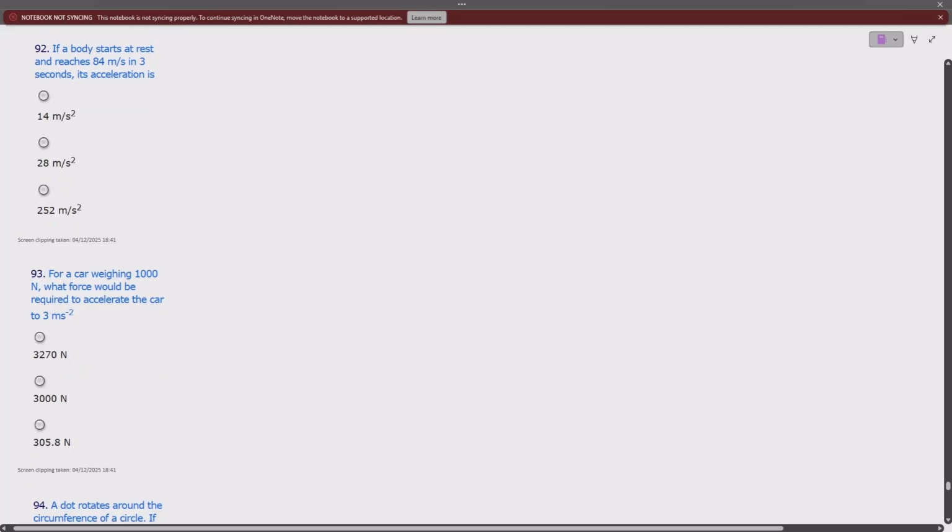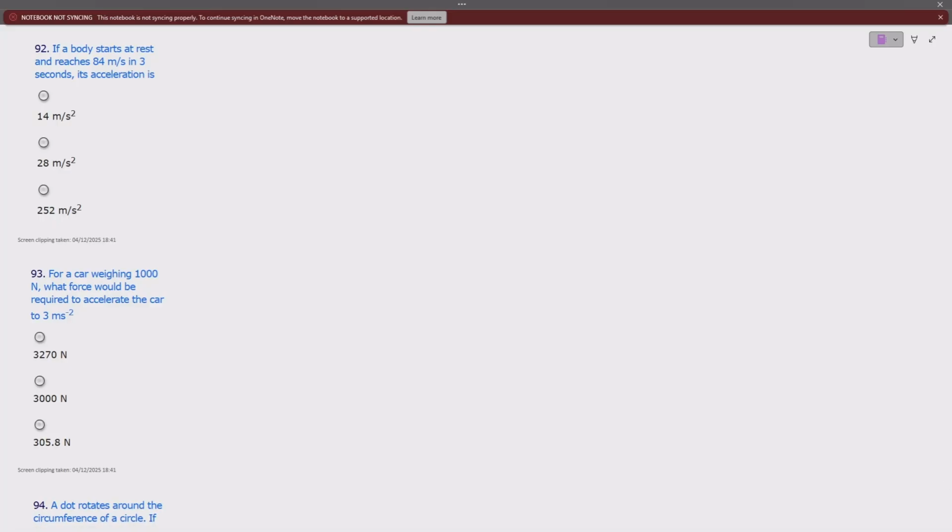Right, question number 92. If a body starts at rest, initial velocity equals 0. That's what it means. Reaches 84 meters per second. That's the final velocity in 3 seconds. Its acceleration is... So you've been given initial velocity equals 0 meters per second. Final velocity 84 meters per second. And the time equals 3 seconds.